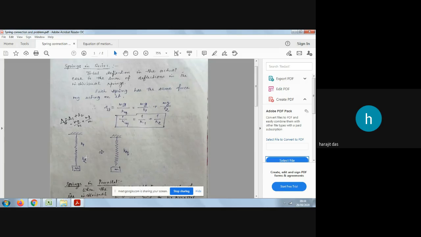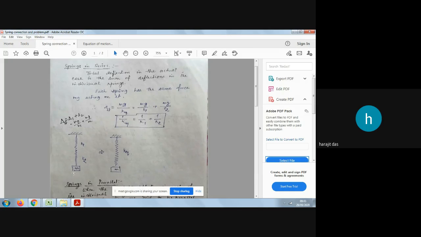So how will you find it out? You can see the weight. The concept is that the weight of the system is shared by this spring K1 and this spring K2, or you can say the spring force.